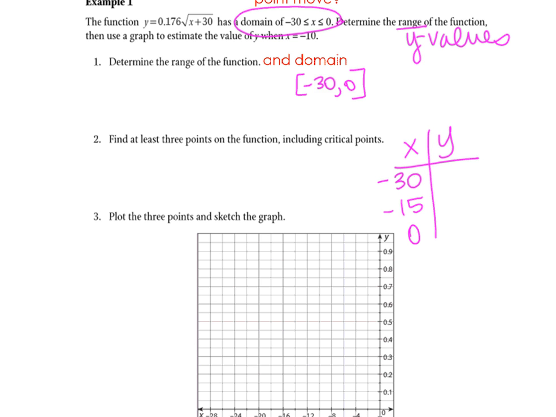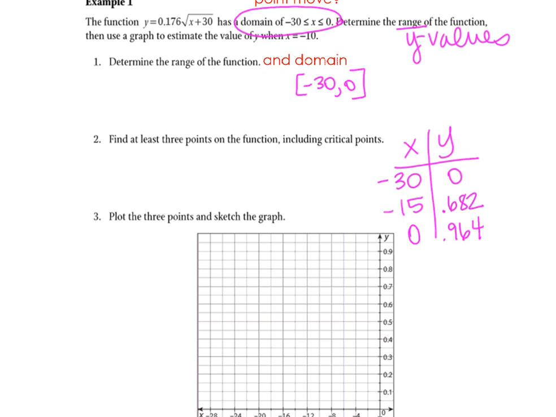So I'm going to go to my table. When x is 0, I'm at 0.964. When x is negative 15, I'm at 0.682. And when x is negative 30, I'm at 0. So those are 3 points.